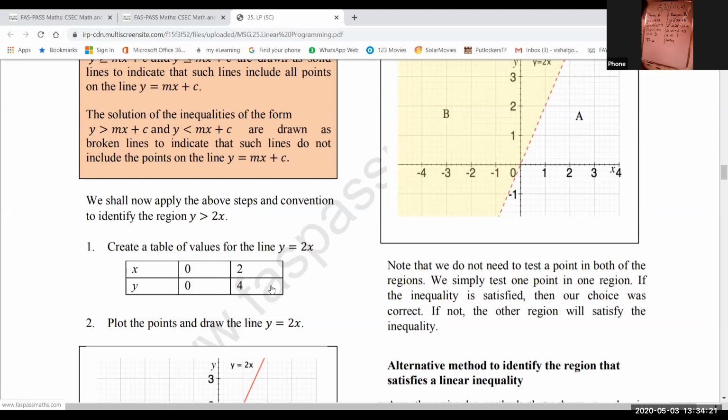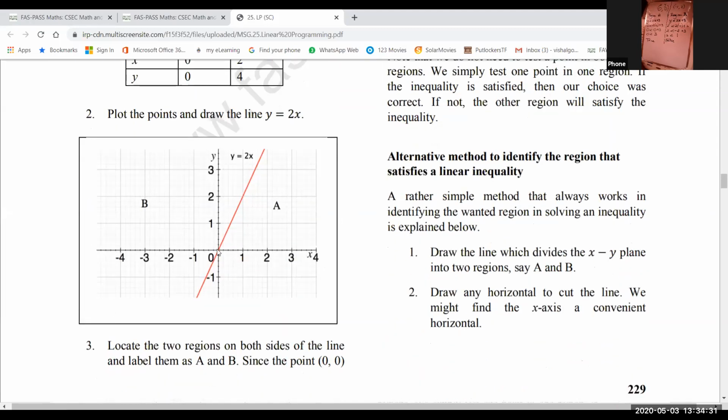All right, the next step is to plot the points and draw the line. So the first point will be 0, 0, that's the center, and then 2, 4. As you can see, 0, 0 is the center, and when x is 2, y is 4, so that would have been somewhere up here. Remember, it's not drawn to scale. So we draw our line over here, and the final step is to determine which side we are shading.